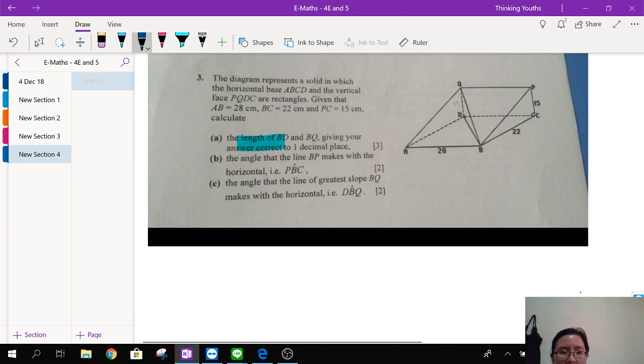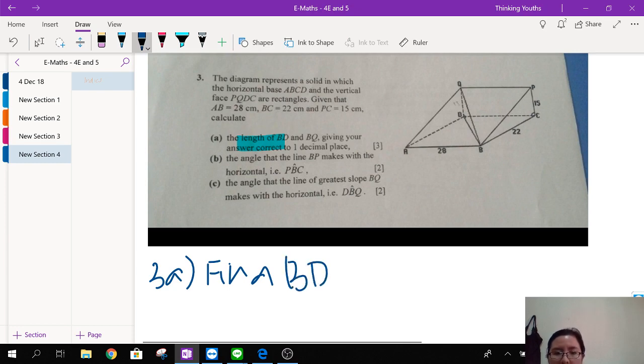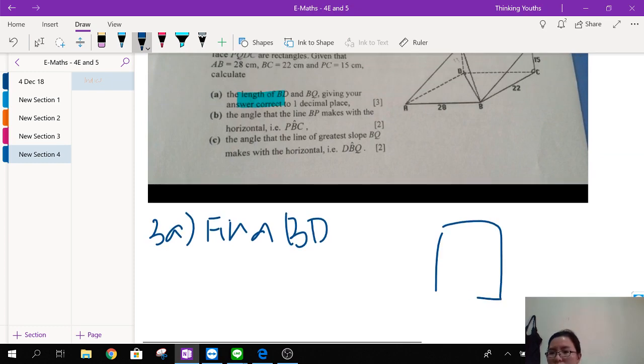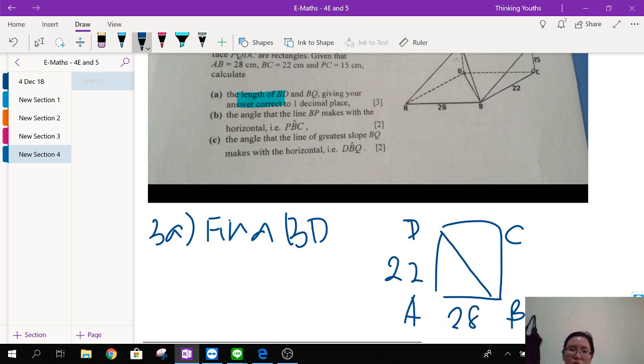Okay, to find the length 3A, find BD. BD is the diagonal of the rectangle ABCD. Here the sides are 22 and 28, so use Pythagoras theorem, you can find it.